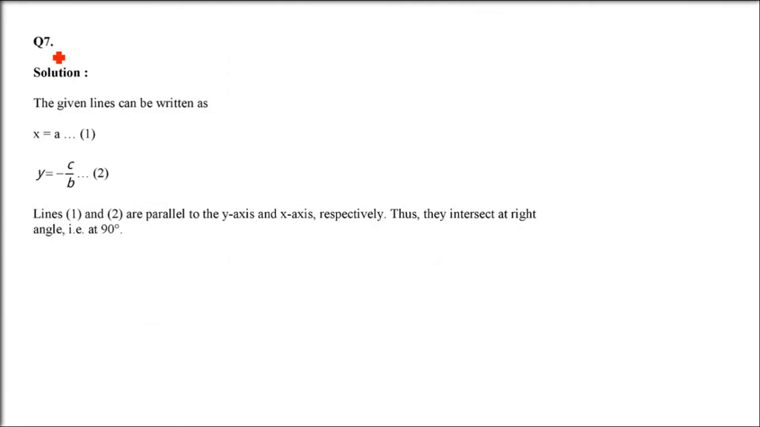Question number 7 is, find the angle between the lines x equals a and by plus c equals 0. If you see this, x equals a means a line which is parallel to the y-axis. Because it's x equals a, whenever we have only the x term, y is not there, y is 0. So we are talking about a point on the x-axis, a line parallel to the y-axis.